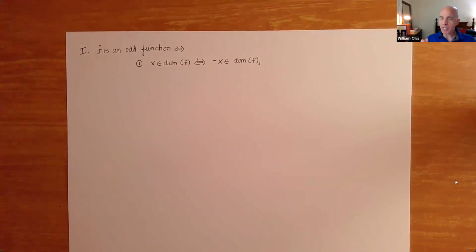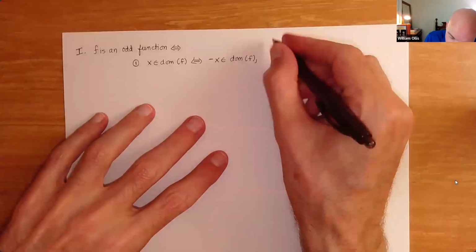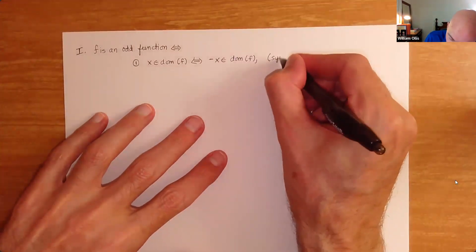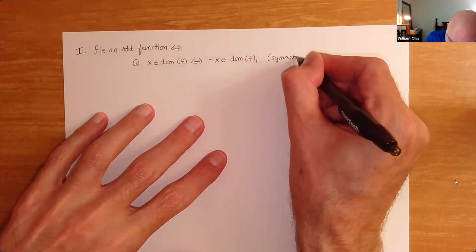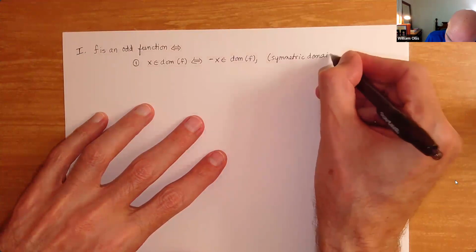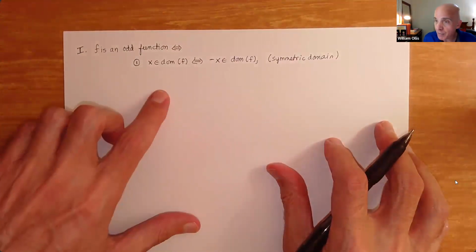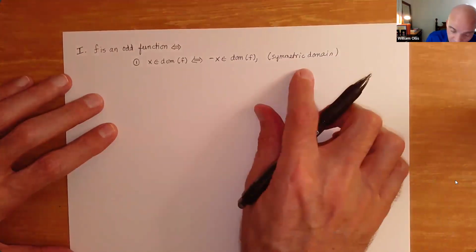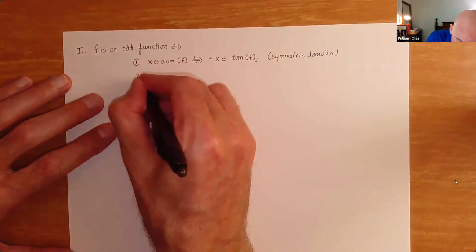So if 3 is in the domain, you must have -3. If 1/2 is in the domain, you must have -1/2. So you have symmetry about the 0. Okay, that's what we need. We need a symmetric domain. So this just basically says symmetric domain. Without that, you don't have even or odd, and you just stop. And that's the same for both even and odd functions. So that'll be repetitious.